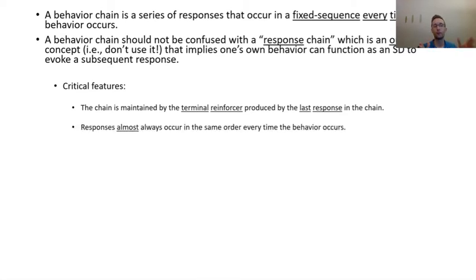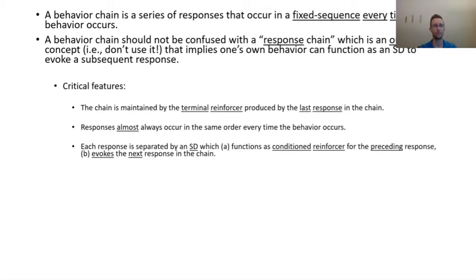Responses almost always occur in the same order every time the behavior occurs. In reality, there can be some variation depending on the behavior chain. Each response in the behavior chain is separated by an SD, a discriminative stimulus, which A functions as a conditioned reinforcer for the preceding response, and B evokes the next response in the chain.